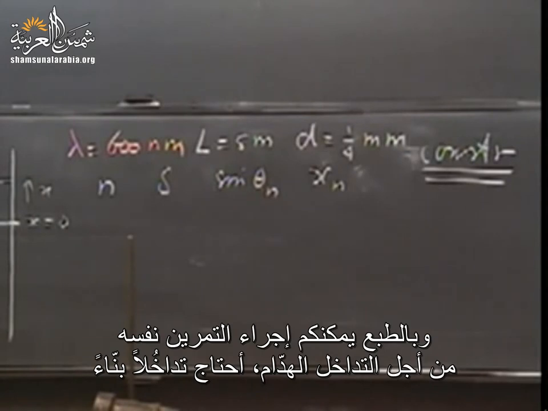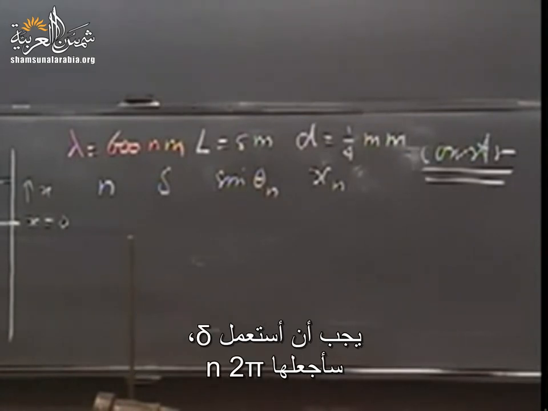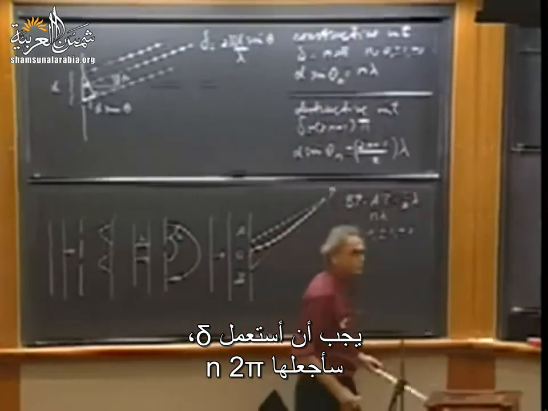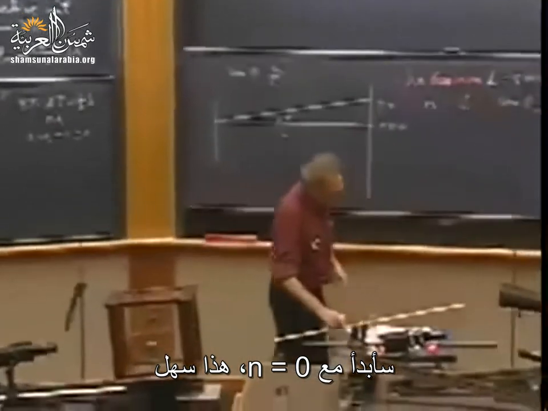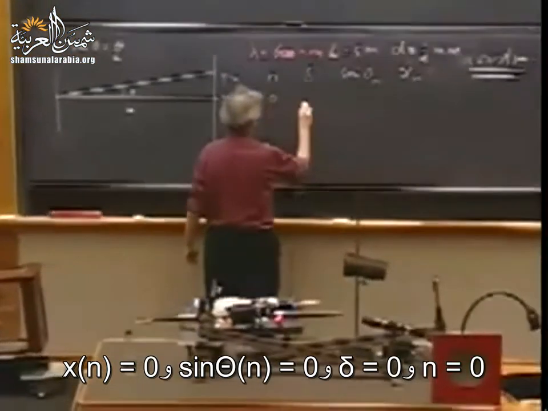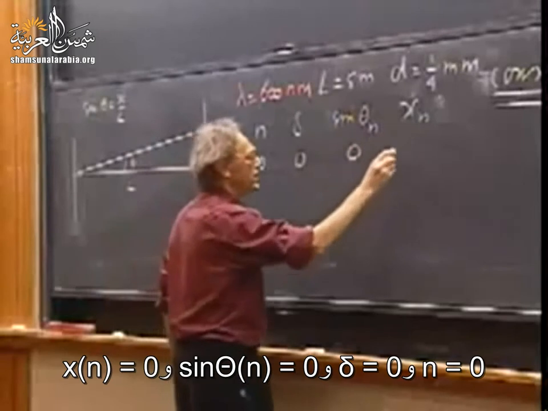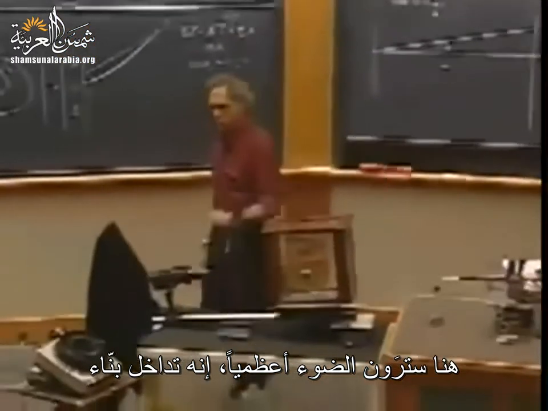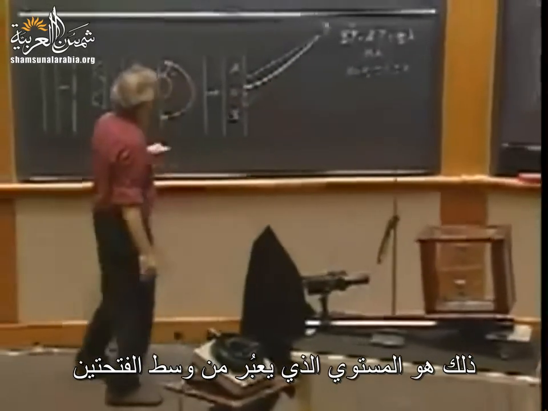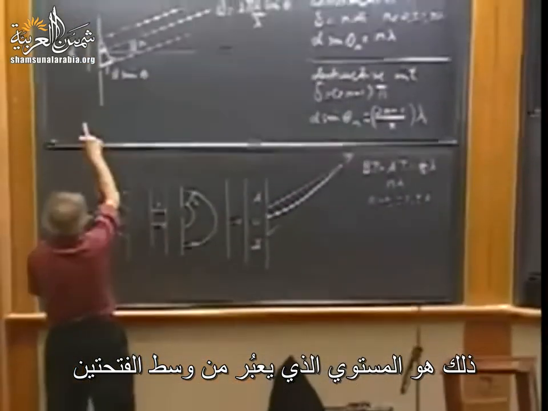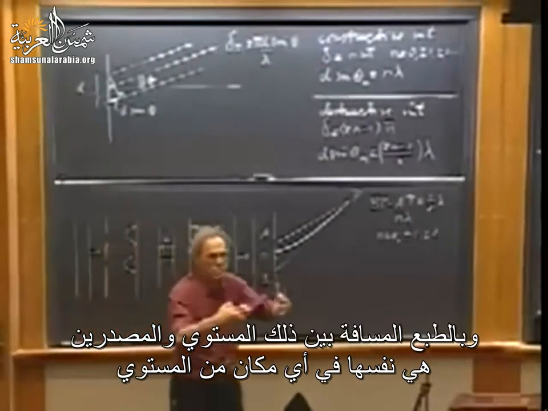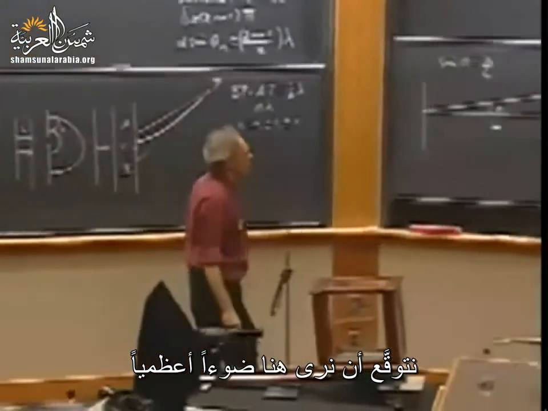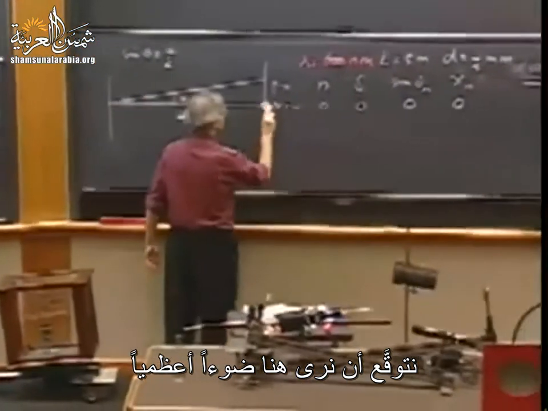I need constructive interference, so I have to turn to delta is n times 2 pi. And I start with n equals 0. Well, that's easy. N is 0. Delta is 0, the sine theta n is 0, and x of n is 0. That's where you will see maximum light, constructive interference. Obviously, that's the plane that goes right through the middle of those two openings, and the distance to each one of those sources everywhere on that plane is, of course, the same. And so you expect here to see light maximum.